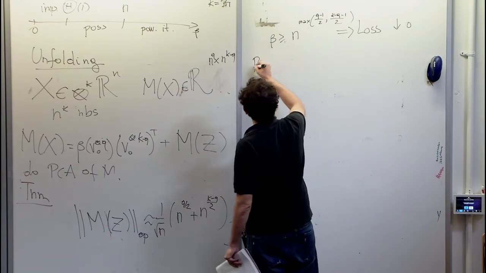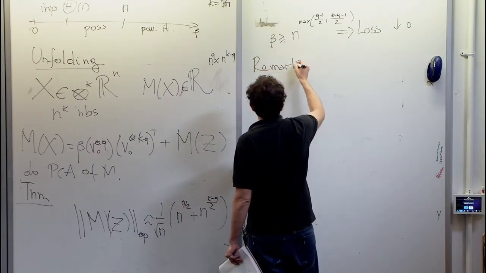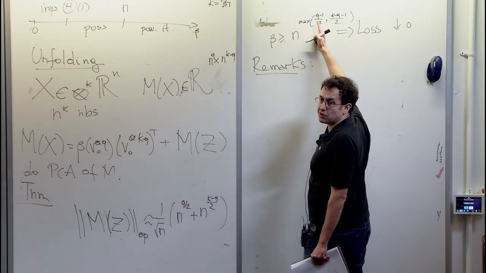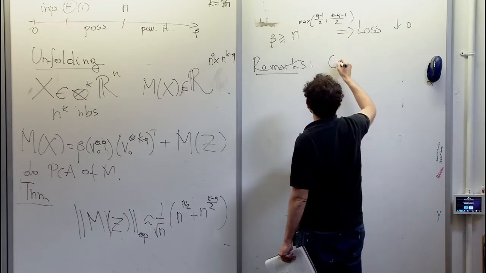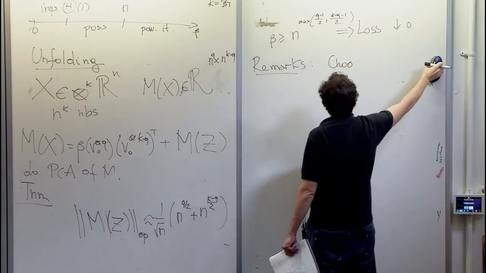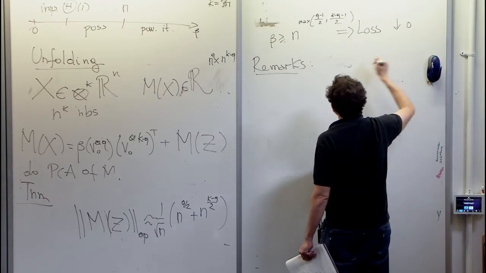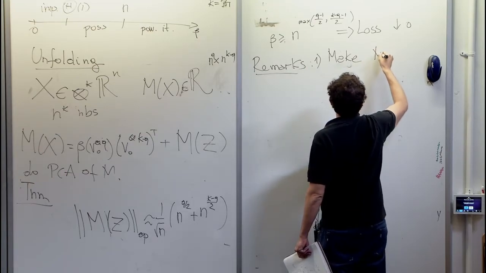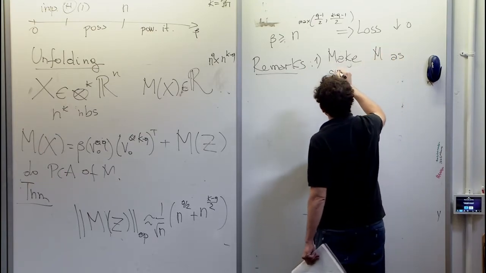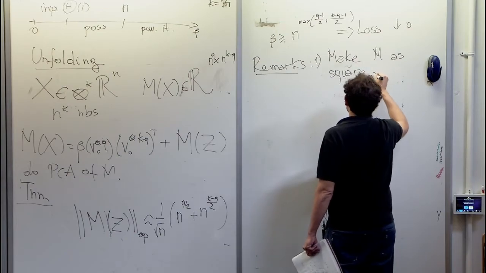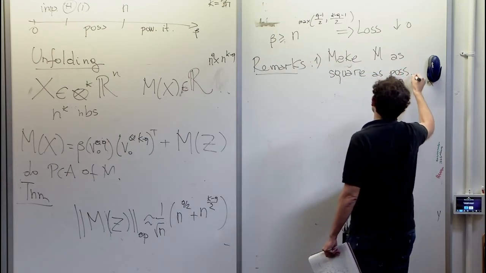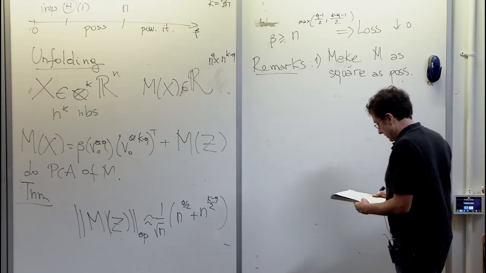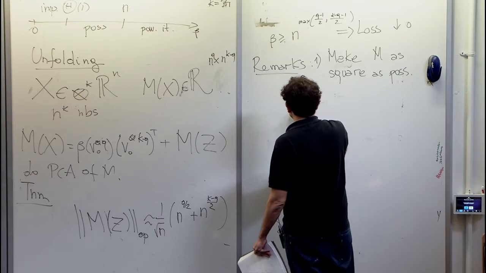Okay, so remarks. First, this suggests that you should choose q so that these two exponents are as close as possible, so as square as possible. These heuristics also appear in a different problem by Goldfarb, I think, and others.